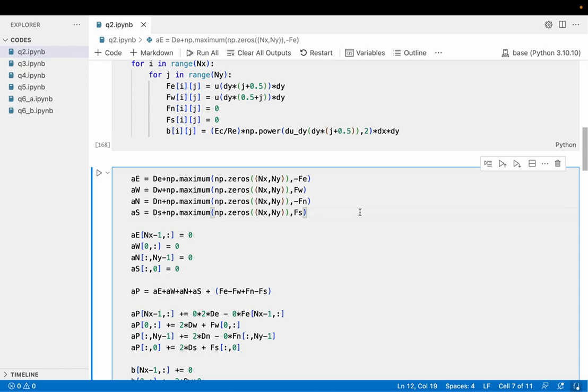So I am using an upwind scheme. In an upwind scheme, you have a_E given by D_e plus maximum of 0 and minus F_e. Similarly, a_W, a_N and a_S. There is just a minus here to take care of your convection.